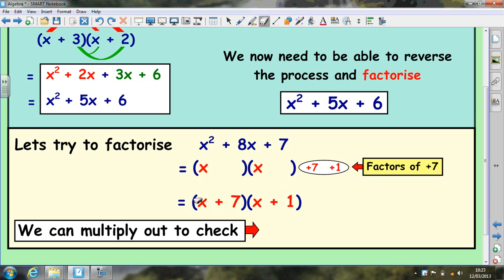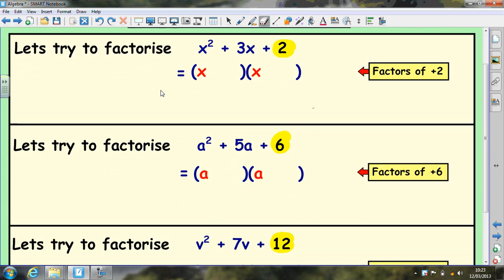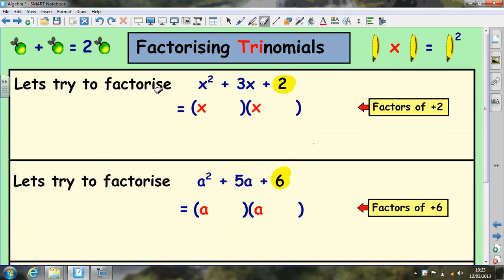And if you're good at multiplying out brackets, why not reverse the process? Multiply this out to get back to x squared plus 8x plus 7. So let's look at these examples here. These are all going to be pluses, so we'll start off easy and we'll get harder as we go.